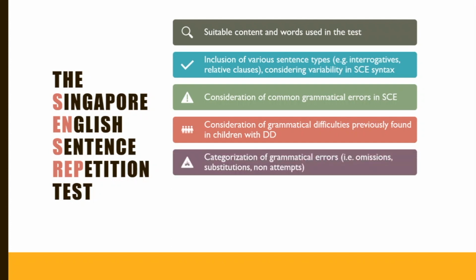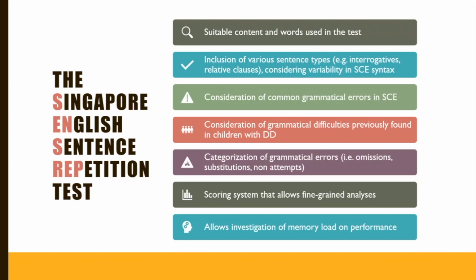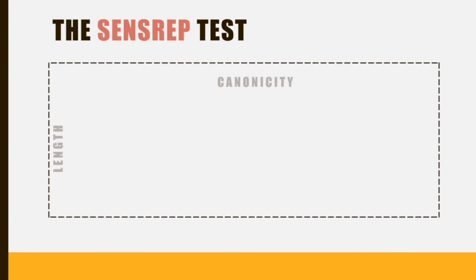And we wanted to come up with a scoring system where we can really categorize the kind of grammatical errors that the children are making so that we can do some fine-grained analysis and compare their performance to that of the typically developing kids. And lastly, we wanted to also investigate the effect of memory load on the child's performance. So to do that, we need to have both short and long sentences in our test. And so here's the design of the SRep test. We varied the sentences by length and canonicity.